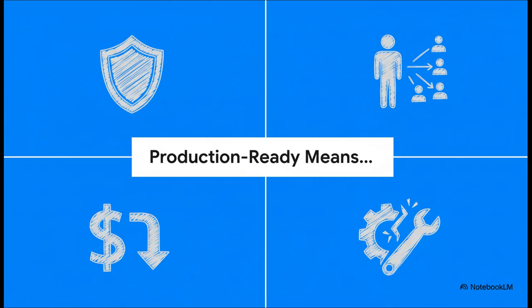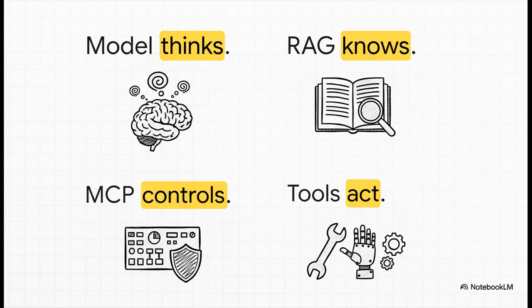And look, just plugging these things together isn't enough. To make this production ready, you've got to think like an engineer. You need rock-solid safety guardrails. You need to be able to scale for thousands of users at the same time. You need to keep a close eye on costs. And, of course, you need a plan for when things inevitably go wrong. So if you walk away with one thing, let it be this simple mental model. It's so clear. The model thinks, RAG knows, MCP controls, and tools act. Keeping these responsibilities separate and well-defined is the absolute key to building a stable and powerful AI agent.